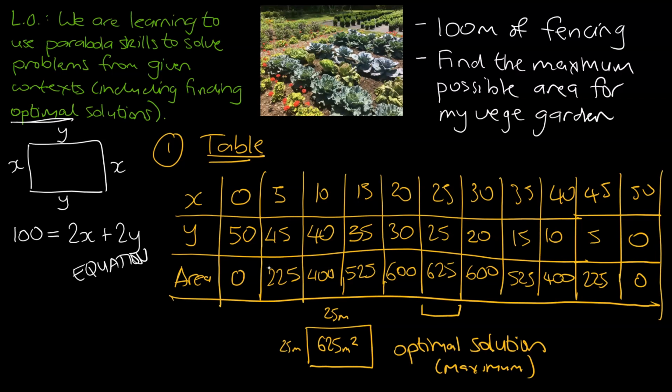So it's a pretty huge vegetable garden. That's probably well beyond my ability to maintain. So that was the first method. We looked at the table. Now I'm going to pause the video. Make sure you get that down. We're going to switch to another method. You may prefer the other method. We're going to focus more on an equation-y graph type method to find the optimal solution.